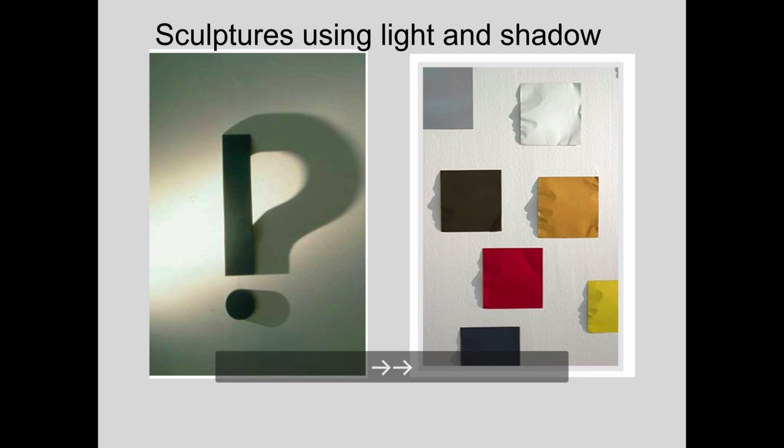So this is kind of fun. These are actual sculptures, but to complete the sculpture you need a light source so that you get a shadow. So they look flat till the light hits them, and then you can see the shadow creates the right faces, and on the left it turns an exclamation mark into a question mark.